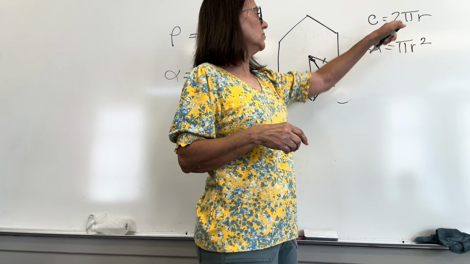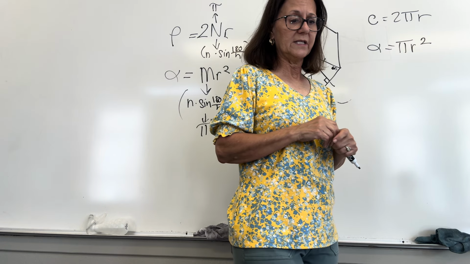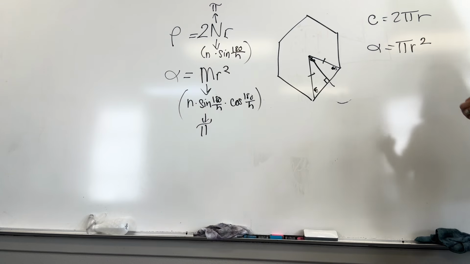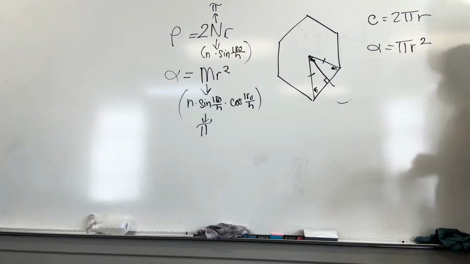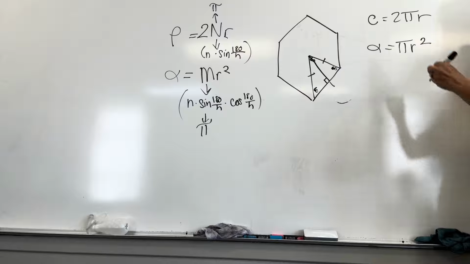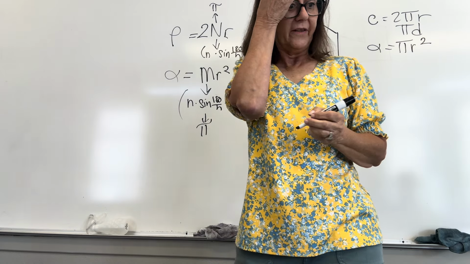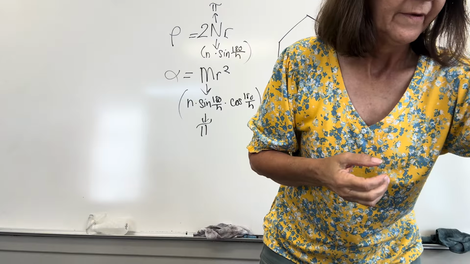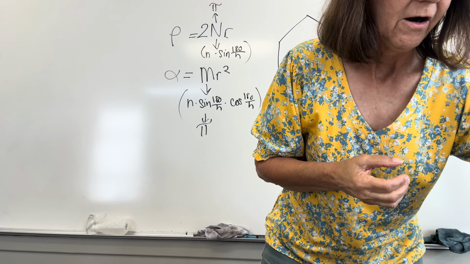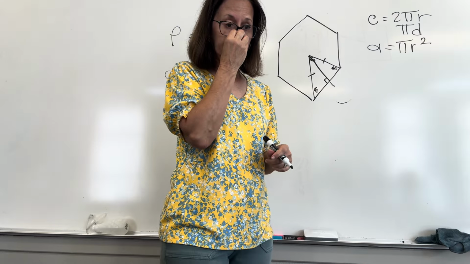Now, this is not the only formula for circumference. What's the other one? What's 2r? 2 times the radius. What does that equal in a circle? The diameter. So pi d is another formula that you can use for circumference. All right, so that's lesson 4. And we're going to come back and work some problems.